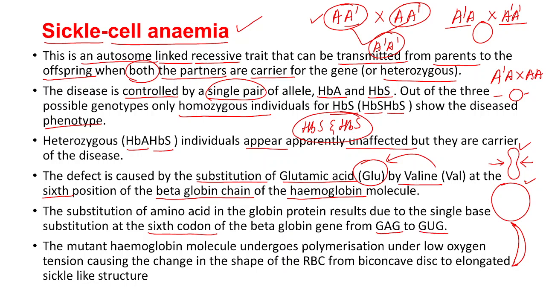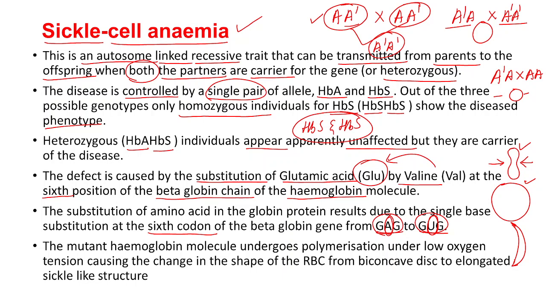Okay. See here, the substitution of amino acid in the globin protein results due to the single base substitution at the 6th codon of the beta globin chain from GAG to GUG. The glutamic acid will be replaced by valine. The change occurs in only one position, at only one point. That is why it can be called a point mutation. And the change is occurring in only one gene, hence this is an example of gene mutation.